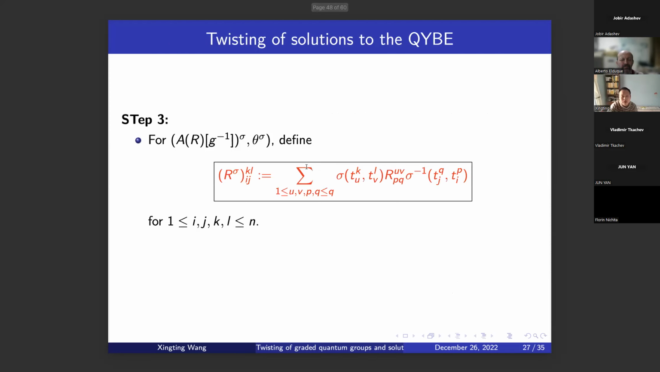So next, this is just given by the new solution, which I mentioned before. Using the equivalence of categories, the solutions are pushed forward to the new category by the formula here.